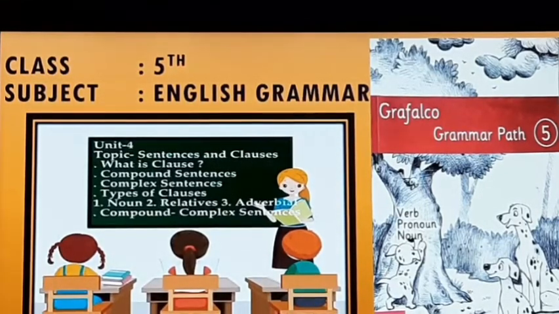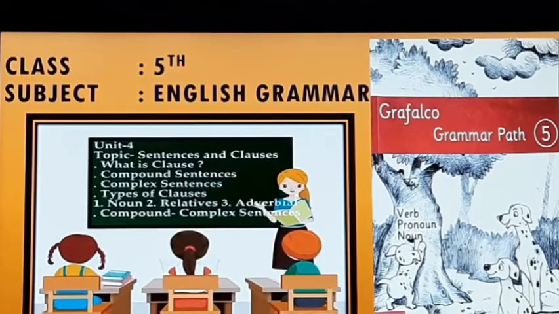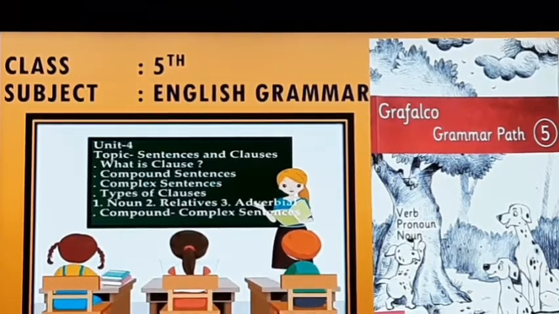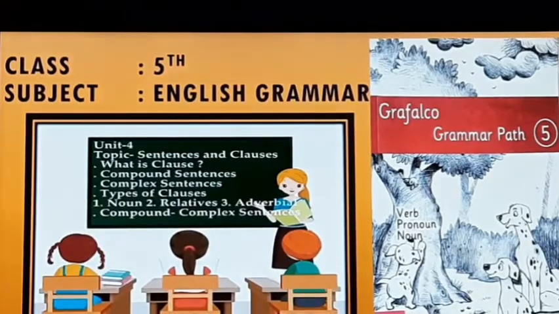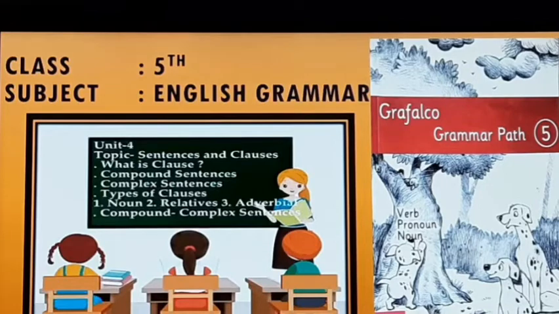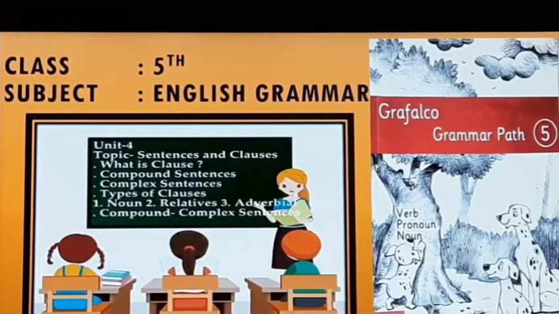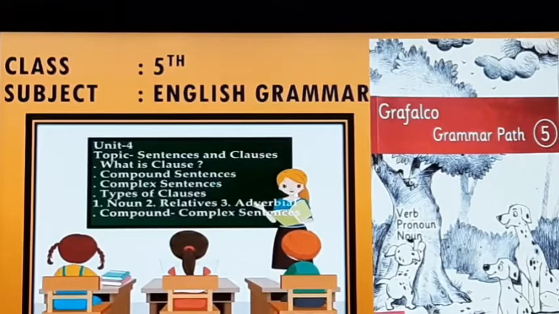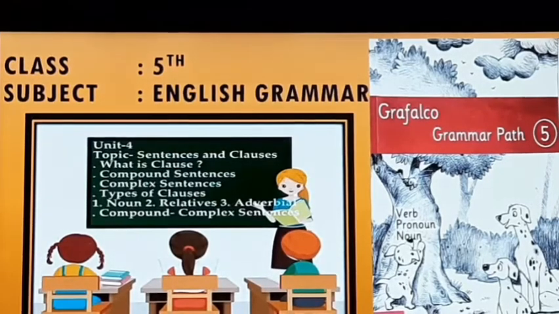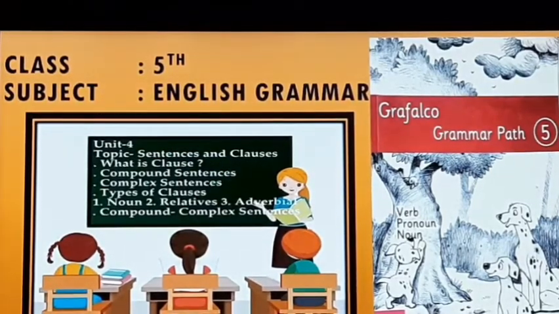After that, we are going to the next subtopic, that is type of clauses. So let's begin. There are 3 type of clauses. We will understand one by one. First we will see noun, after that relative clauses, then at the very last adverbial clauses. So let's begin with the noun clauses.